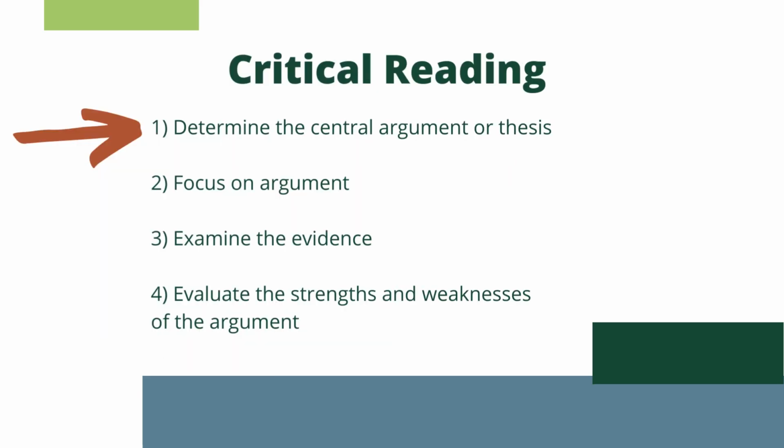To read critically, begin by determining the central argument or thesis of the piece. For science papers, the thesis is usually stated as an hypothesis. For humanities and social science readings, the central argument is often stated at the end of the introduction. A critical reading evaluates how these central claims are developed and supported.